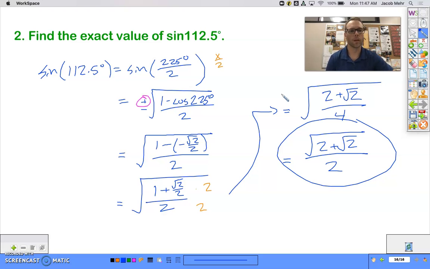All right, so we've added on our power reducing and our half angle identities. Make sure they're in your identity books. Enjoy working with these. We'll see you later.